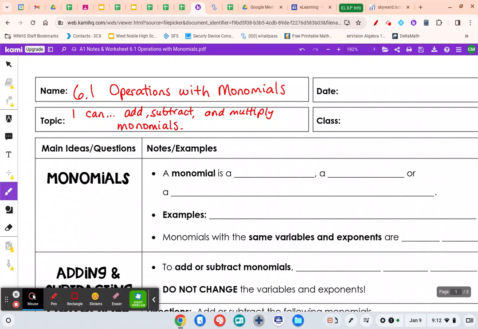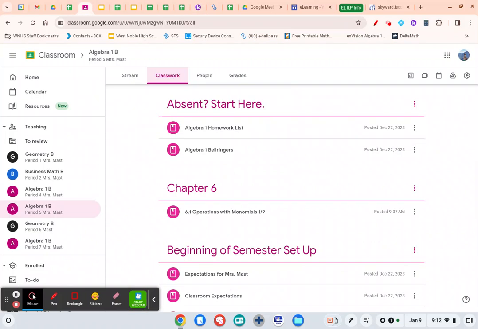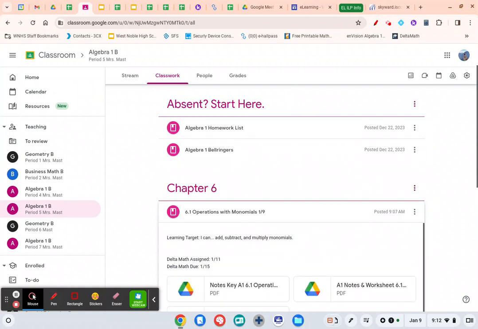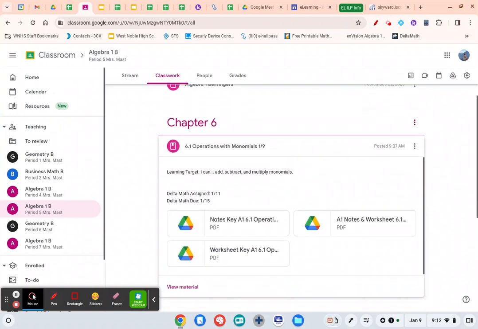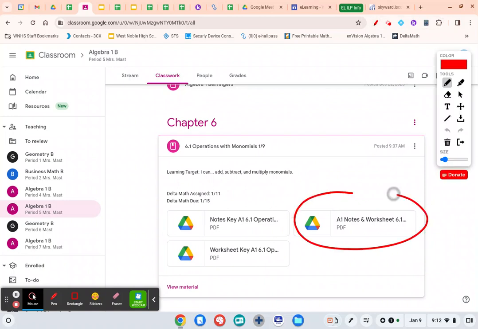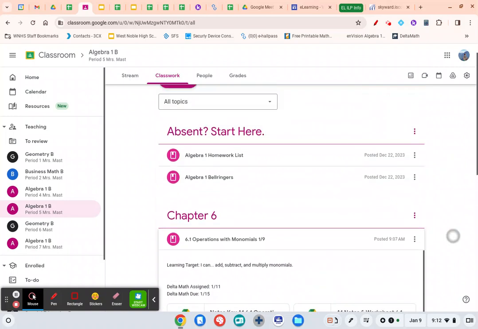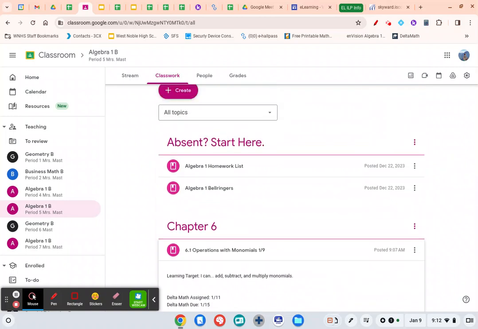Or if you happen to have a printer at home, I know not everybody does, but if you do, you can go to your Google Classroom page, click on this 6.1 operations with monomials, and then you can print out the notes and worksheet over here. So that's an option for you too. Hopefully we'll be back in school tomorrow and I can give you guys your notes packet, but I do want to get a start on this. So here we go.